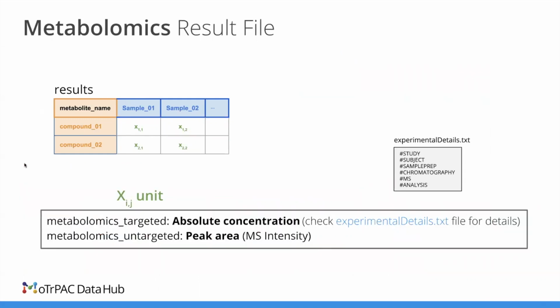Now, as another side comment, keep in mind that metabolomics targeted data sets usually report the absolute concentrations, whereas metabolomics untargeted data sets report relative intensities from the peak areas that are identified. So that means that the scales of these data sets are not exactly the same, and you can obtain more details about these issues in the experimental details file that you have in each directory.